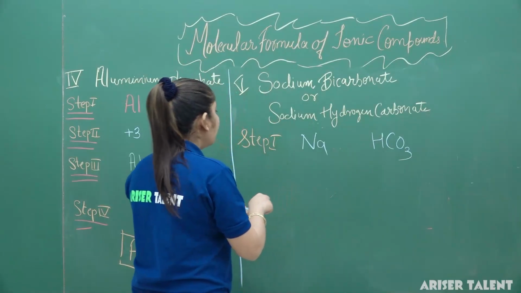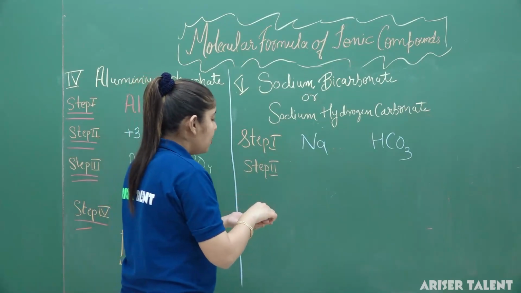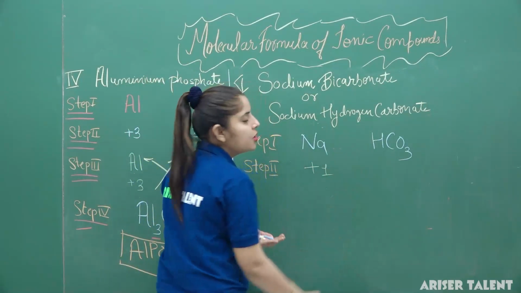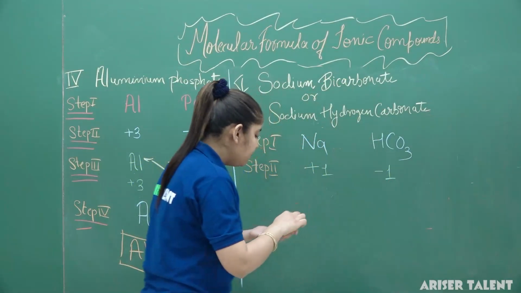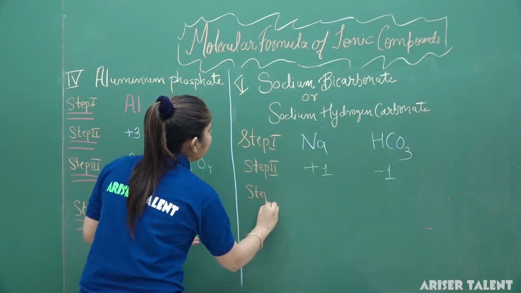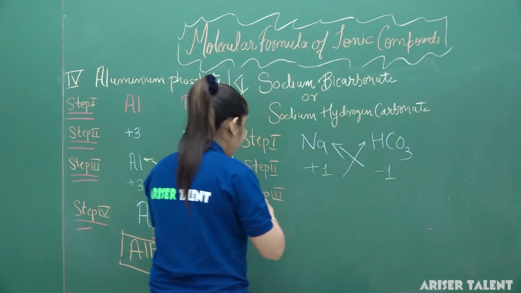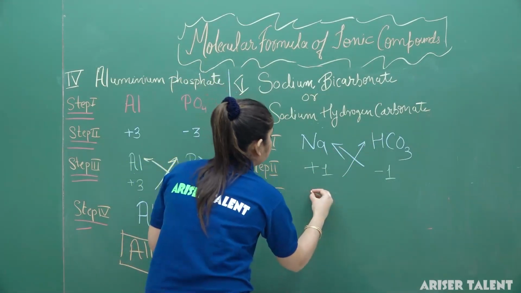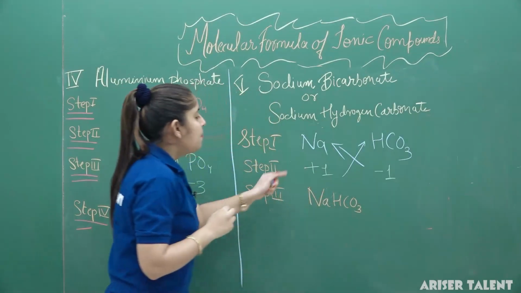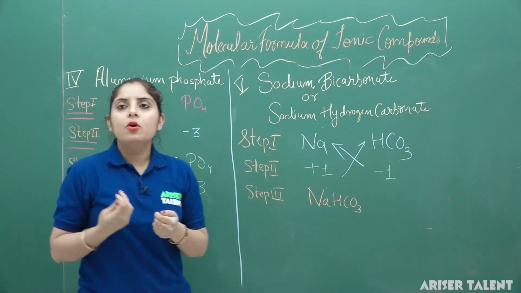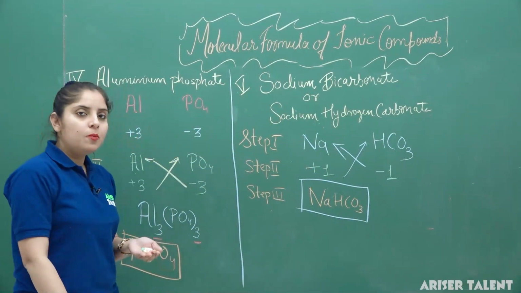Now we will write the corresponding valencies below them. In our step number 2, for Na we have a valency of +1, and for hydrogen carbonate we have a valency of -1. In step number 3, we will again do the crisscrossing of valencies, so it can be written as NaHCO3. +1 and -1 will be cancelled out because these are common terms. So the formula for sodium hydrogen carbonate will be NaHCO3.